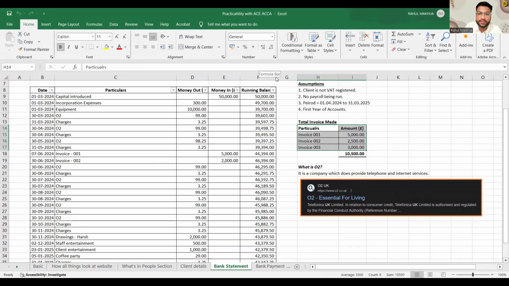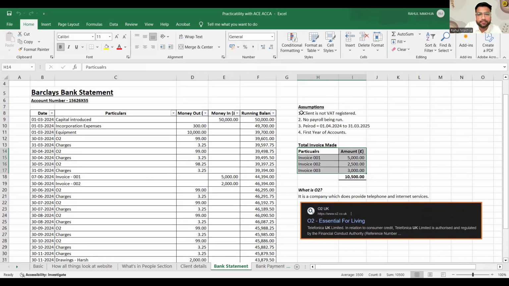Yes, Ash, anything you want to mention? Yes. So can you again show how you calculated those running balances? It might help everyone. So running, yes, sure.